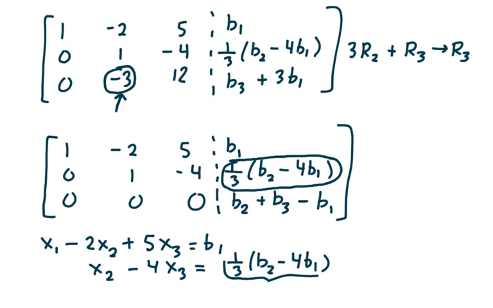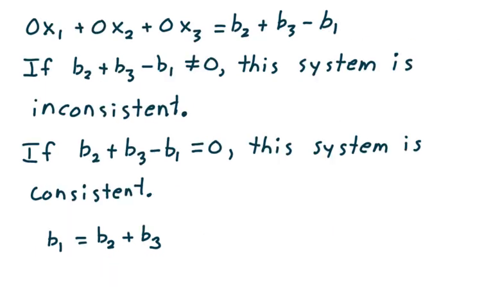So let's write down what we have. From here, we can say x1 minus 2x2 plus 5x3 equals b1. x2 minus 4x3 equals 1/3 of b2 minus 4b1. And then 0x1 plus 0x2 plus 0x3 equals b2 plus b3 minus b1.